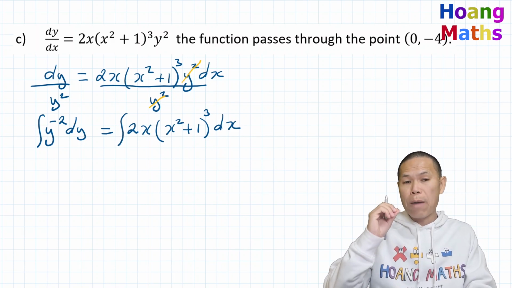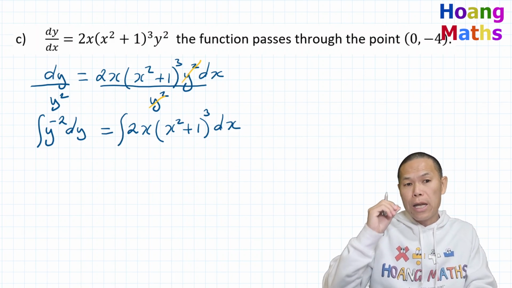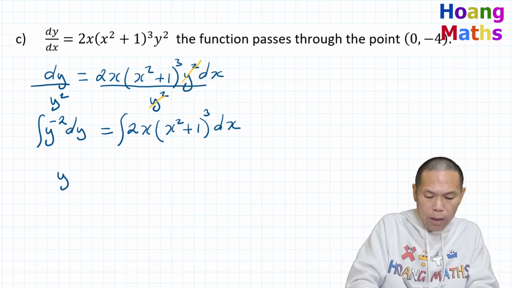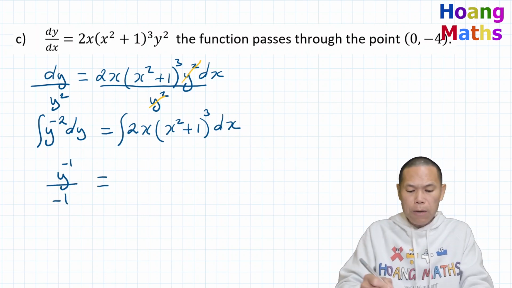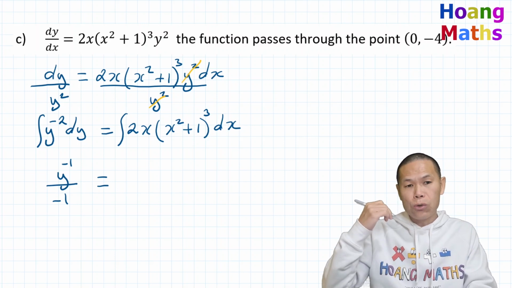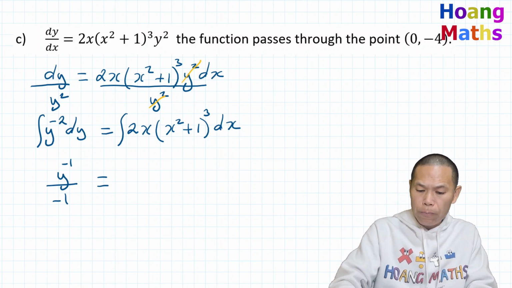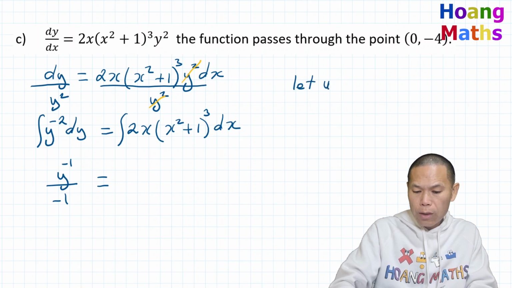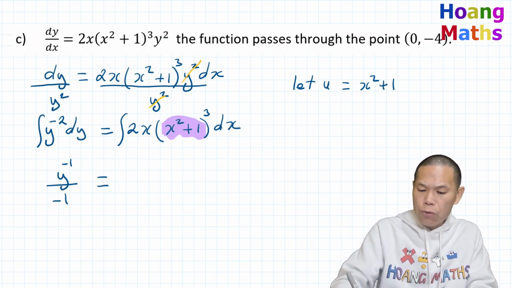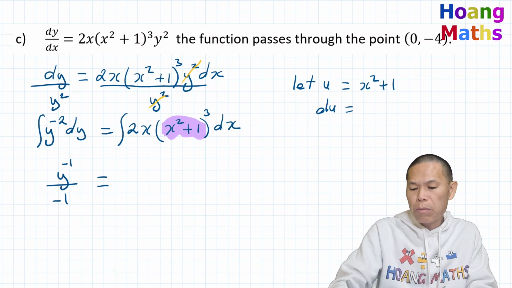So we integrate y power of negative 2. That means negative 2 plus 1 gives me negative 1. So that is y power of negative 1 divided by negative 1. To integrate the right hand side, of course, I can use substitution. So let u be x squared plus 1. We differentiate u, du will give me 2x dx.